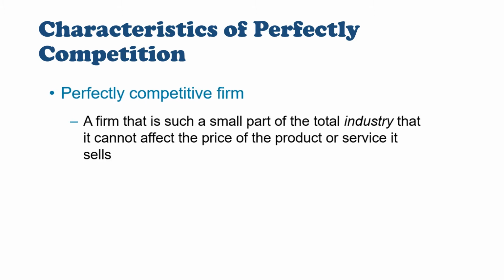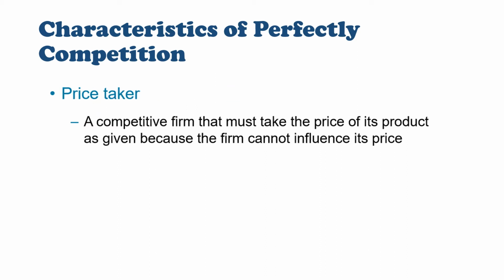A perfectly competitive firm is a firm that is such a small part of the total industry that it cannot affect the price of the product or service it sells. That's just saying that it's a price taker. A price taker is a competitive firm that must take the price of its product as given because the firm cannot influence its price. The market sets the price, and the firm has to charge that price that the market sets.